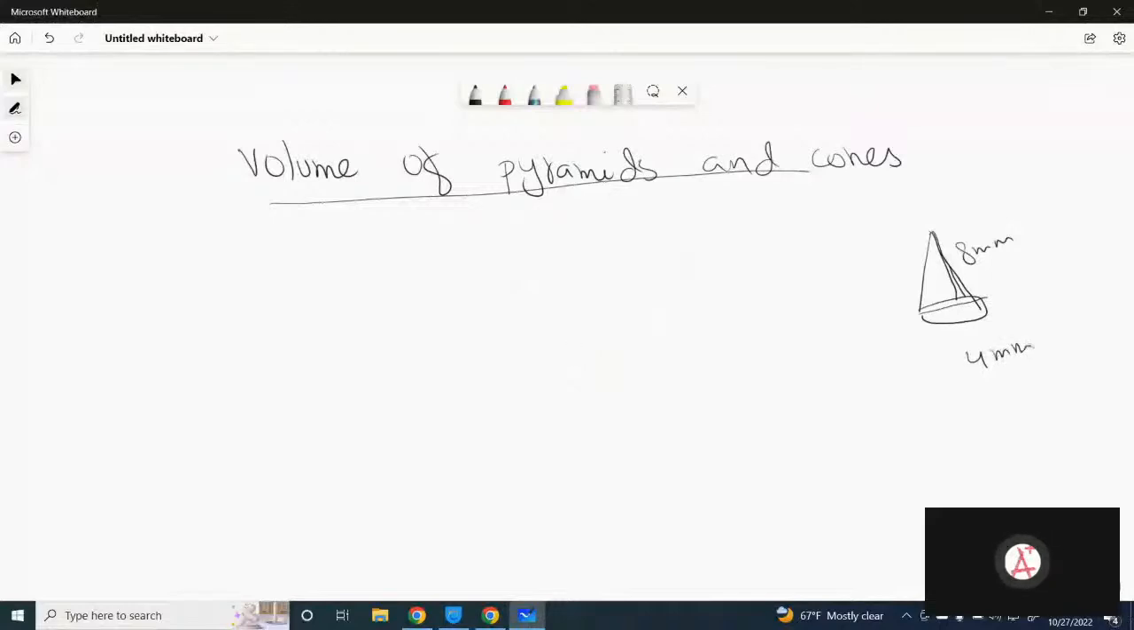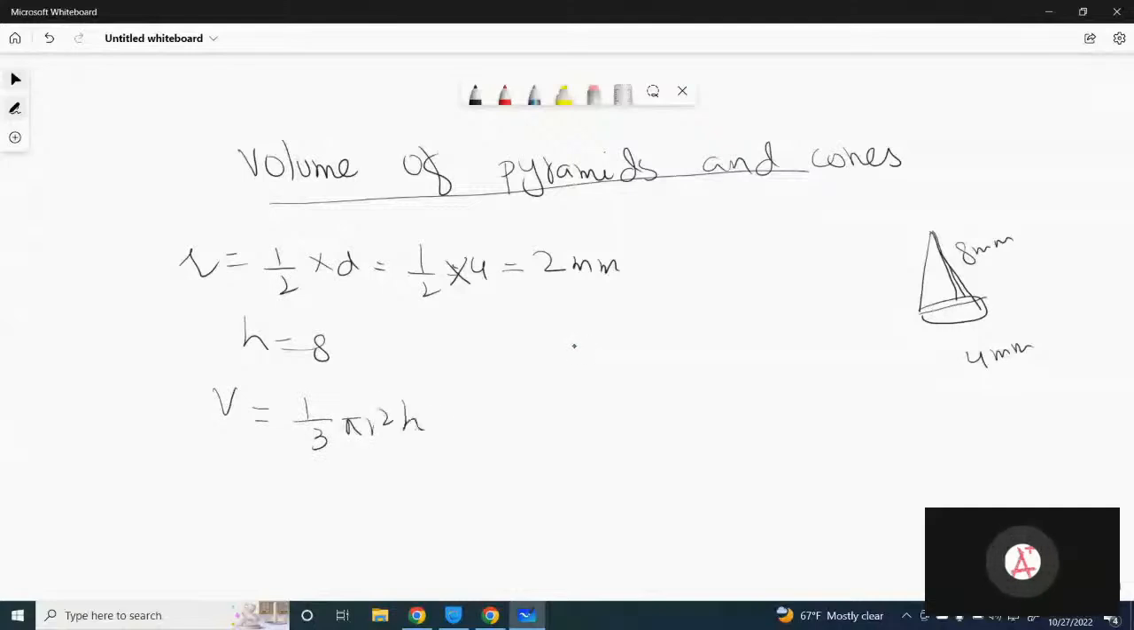First of all, you are given the diameter. Find the radius. Radius is half times diameter. The diameter is 4, so half times 4 is 2. That means the radius is 2 mm. Got it? The height you are given is 8. So the formula for the volume of the cone is 1 by 3 times pi r square h. You can note down the formulas. They are very helpful when you are doing volumes and surface areas.